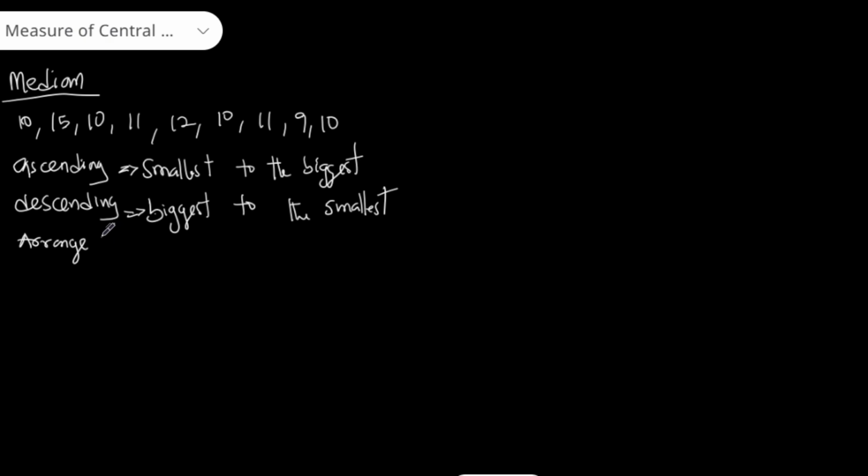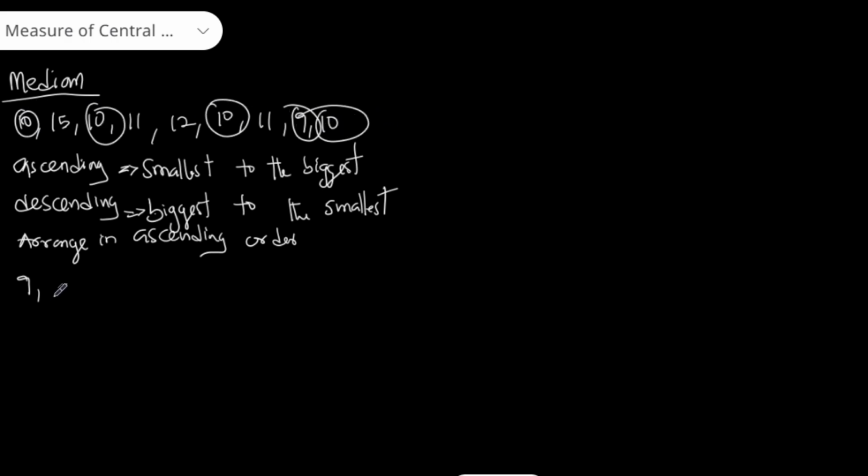Arranging in ascending order, of course, the smallest number here is 9, so we have 9 first. The next number is 10. We have 1, 2, 3, and 4. The next one is 11. We have 1 and 2. The next one is 12, just one of it. And then the next one is 15.